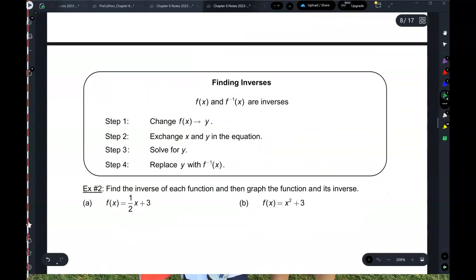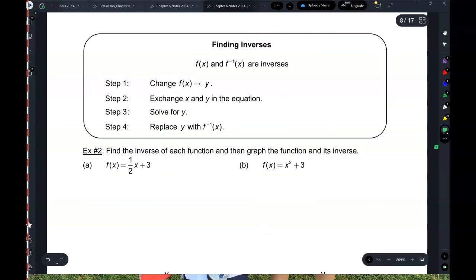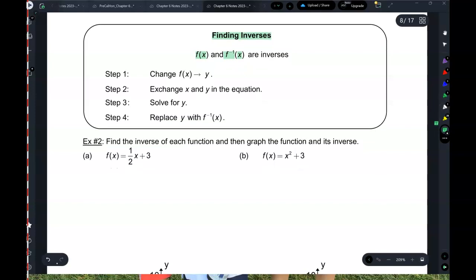Now that we know what a function and an inverse look like, how do we find an inverse? If you have a function f of x, the symbol for the inverse is f to the minus 1 of x, f inverse of x. That's how we write f inverse of x. So how do we do this? First, change f of x to y. Instead of f of x, just write it as y. Next, this is the key step: exchange x and y. Solve for y, and then replace with f inverse.